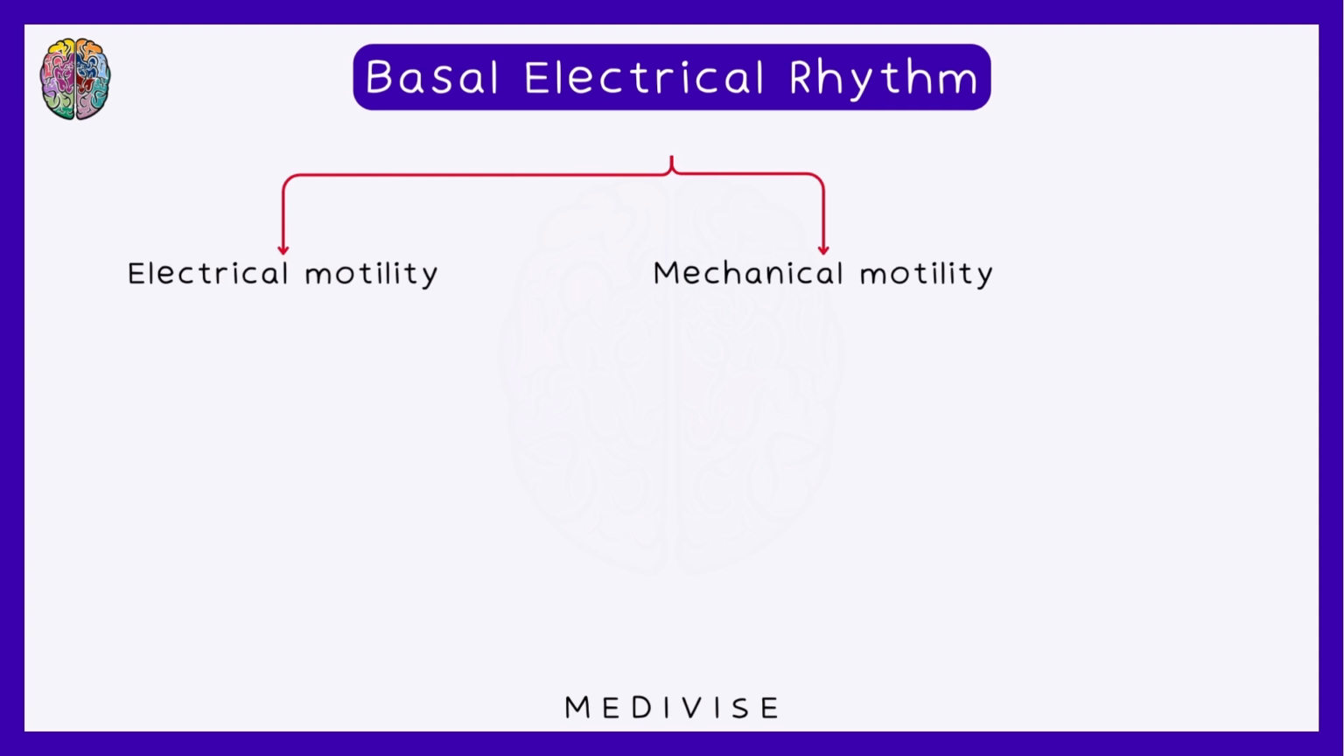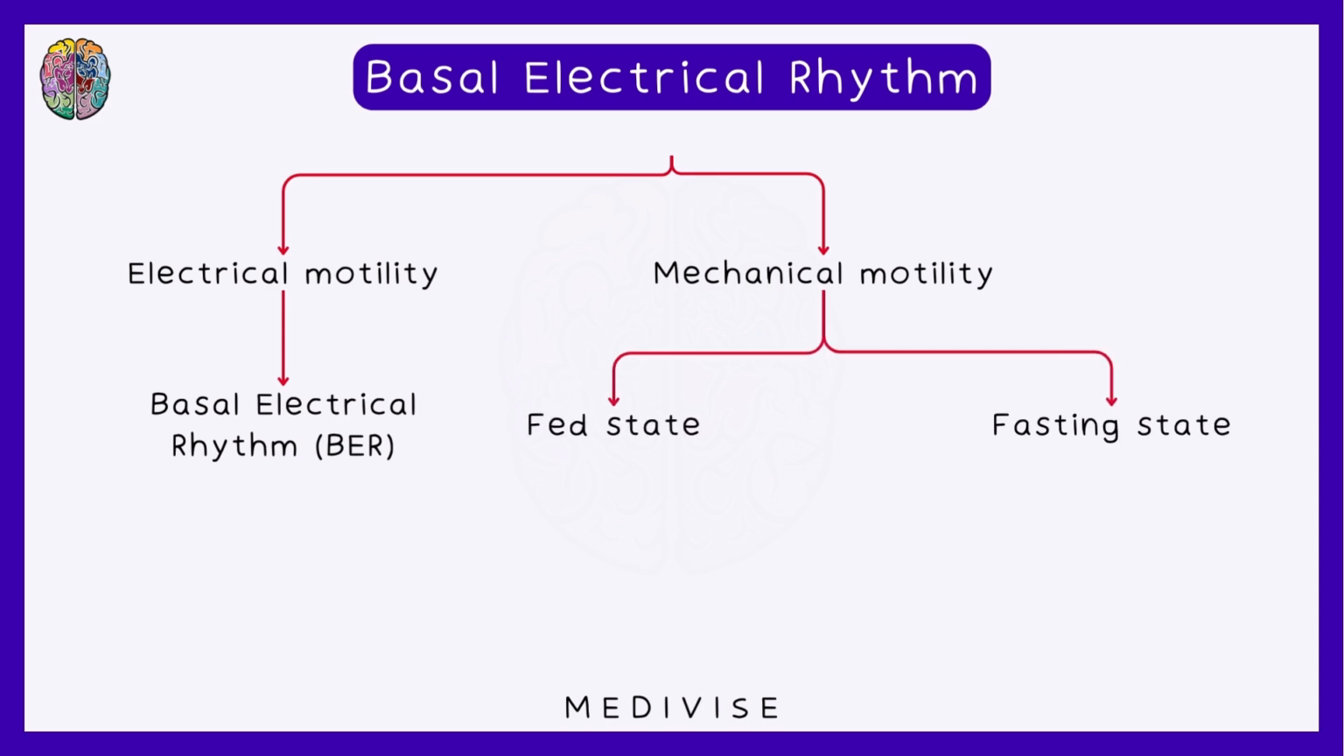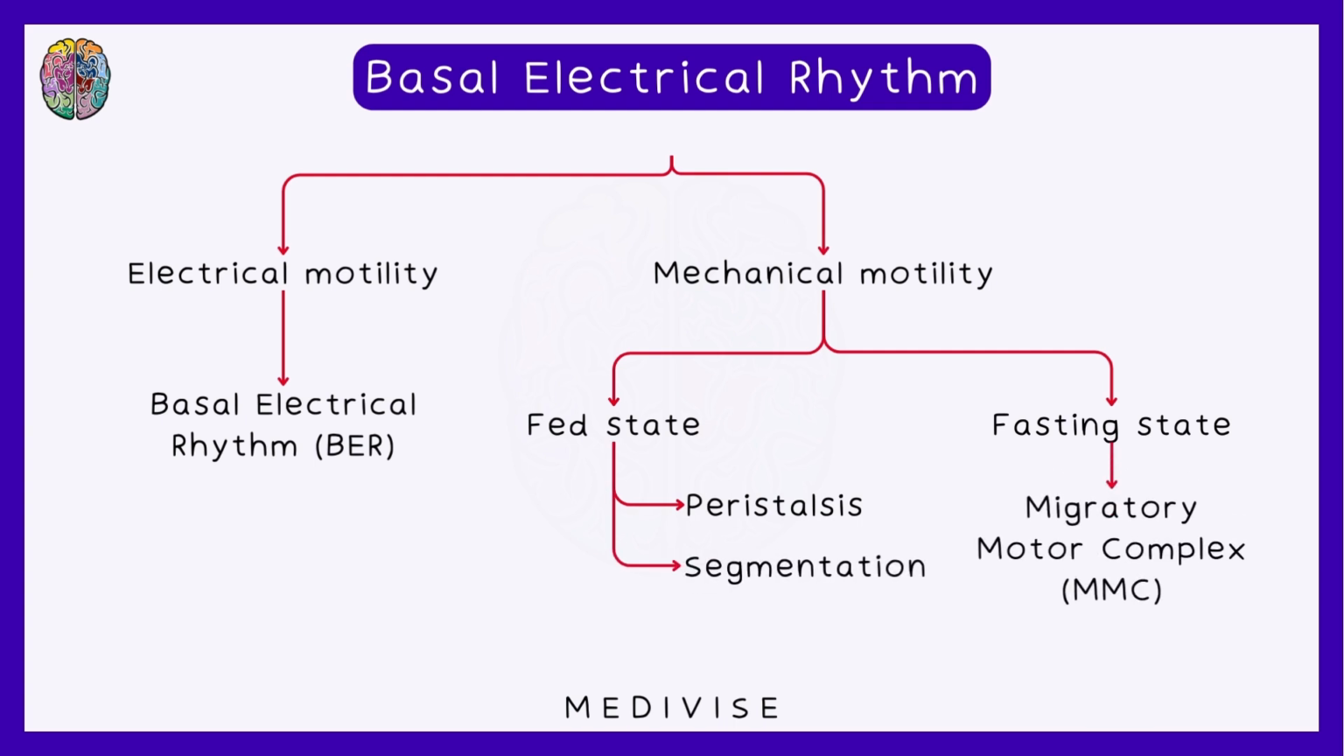In electrical motility, we have basal electrical rhythm. In mechanical motility, there can be two situations: the fed state and the fasting state. In the fed state, again, there can be peristalsis and segmentation. In the fasting state, we have the migratory motor complex. In the series, we are going to learn about all of these four, but in this video, we will be looking at the basal electrical rhythm only.